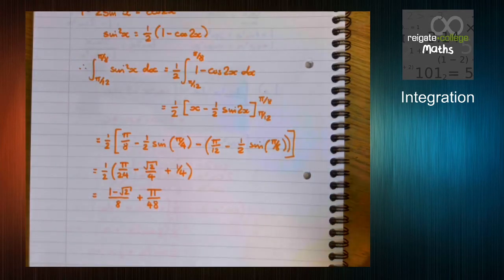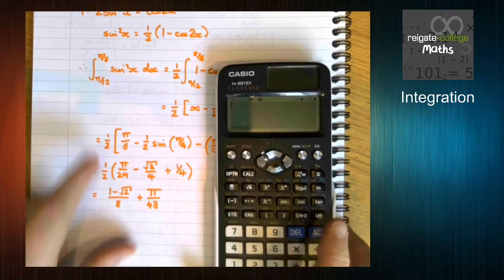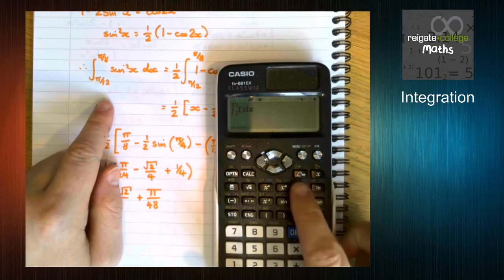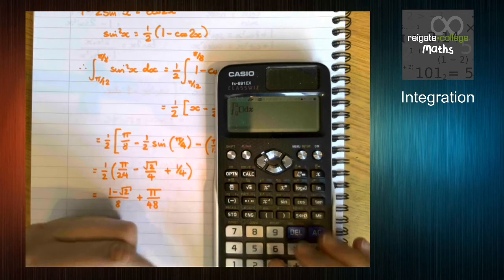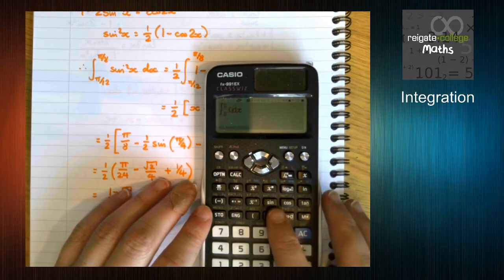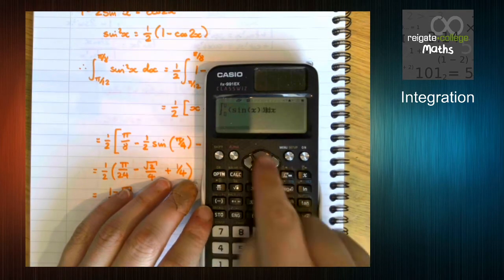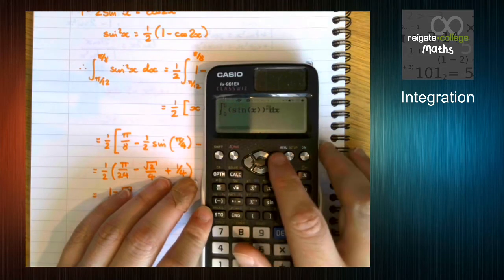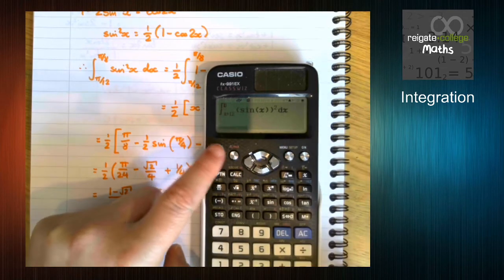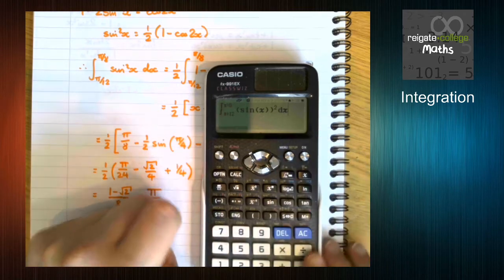Because this is not a particularly nice answer, you might want to check it on your calculator. So if we go to our calculators, making sure you're in radians mode, let's type this in. So we go to integral. Now, your calculator can't cope with writing sine squared, so we've got to do things in a bit of a roundabout way. So we're going to go brackets, sine x, close brackets for the x, and then close brackets for the sine, and then square that. Our limits are pi over 12 and pi over 8. And we press equals.